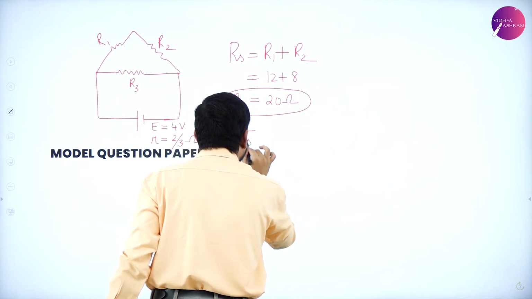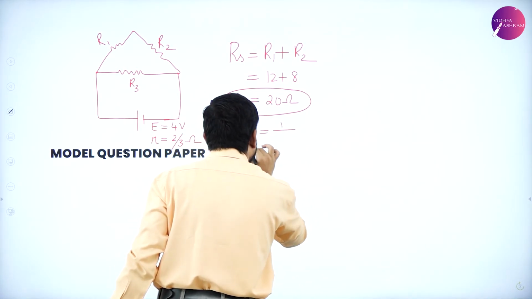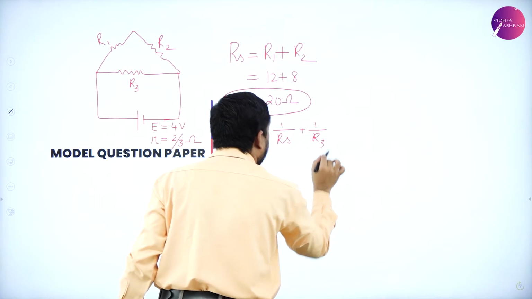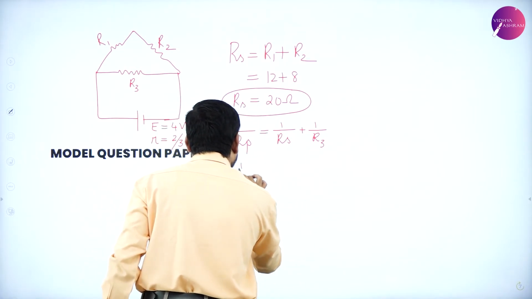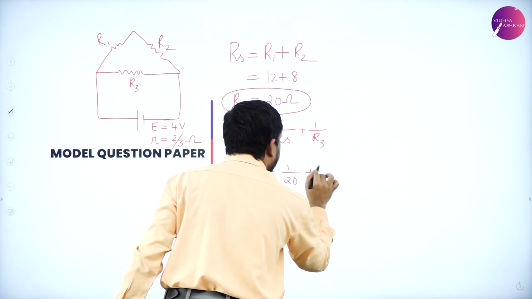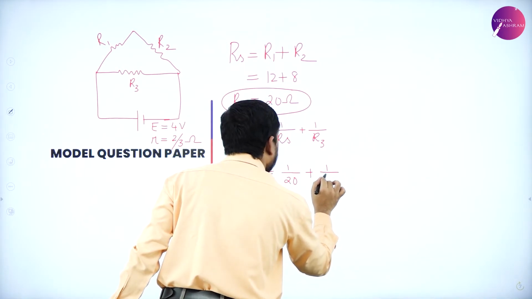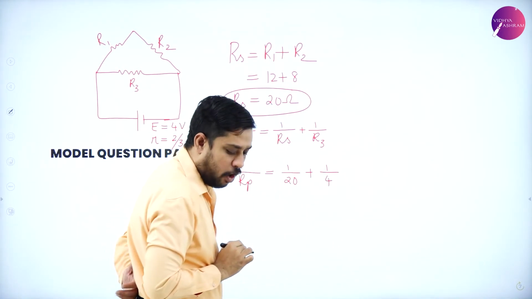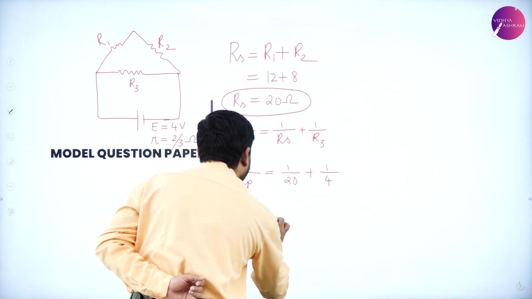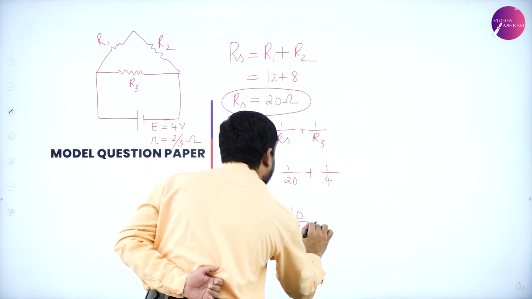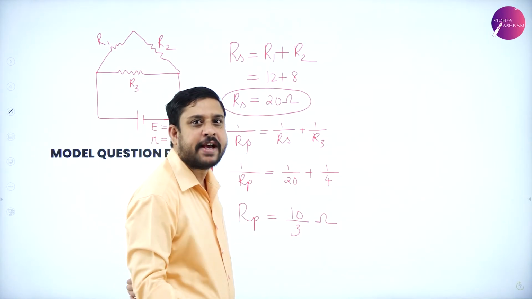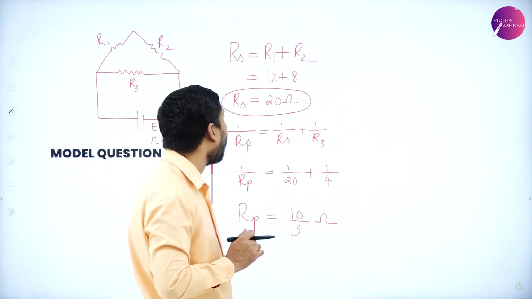So 1 by RP is 1 by RS plus 1 by R3, or 1 by RP is 1 by 20 plus 1 by 4. And on simplification, RP is 10 divided by 3 ohm. So I have calculated the effective resistance of the combination.